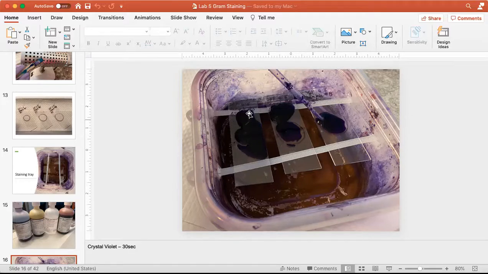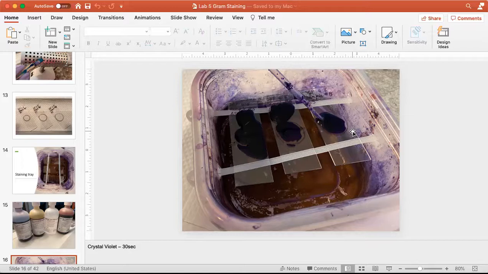Now, these stains, these gram stains, these are not expensive. So it's not a big deal to put a little bit more stain on here than you need. You can see over here on this first slide, I've really flooded this one. Okay, so make sure you have the entire smear covered in these stains. Once I have the crystal violet applied on top of the smears, I'm going to let it sit for 30 seconds.